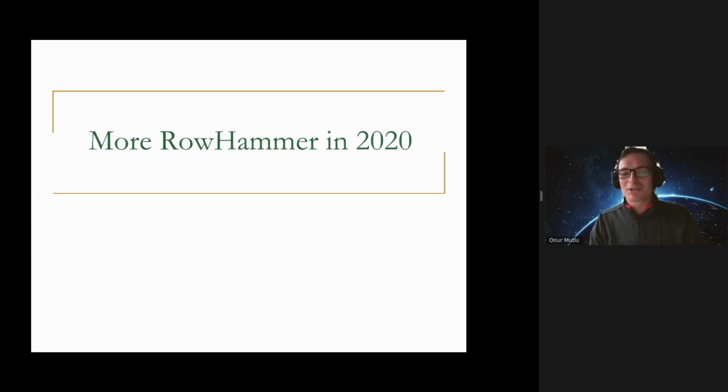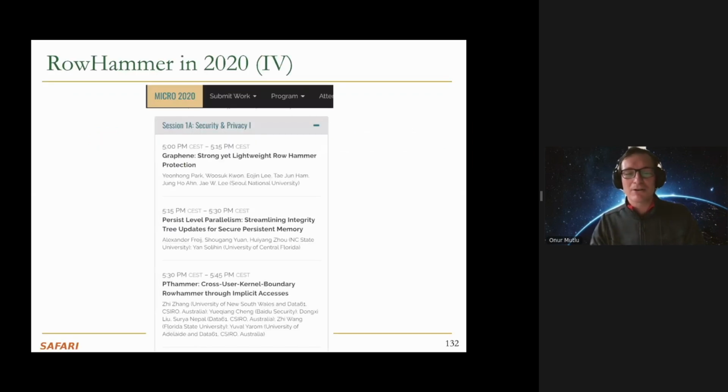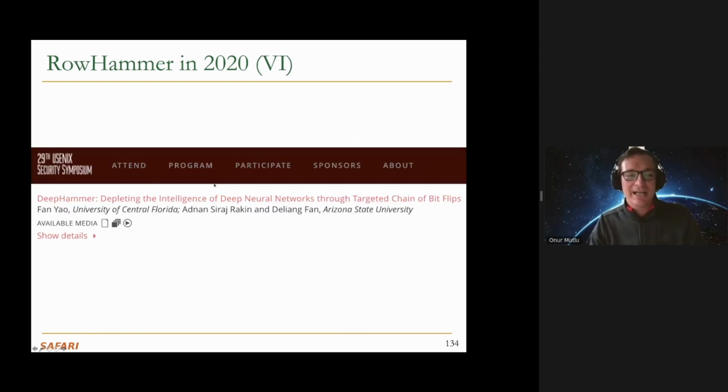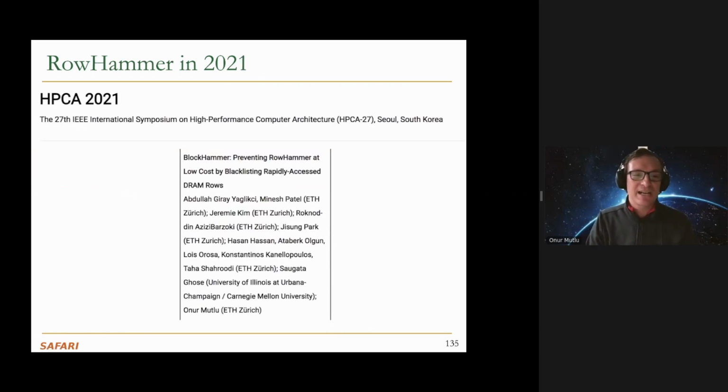So there's a lot more to talk about that I don't have time for, but Rowhammer is getting even more interesting, especially with these works going forward. MICRO had multiple Rowhammer papers in 2020. There was a session in IEEE Security and Privacy dedicated to Rowhammer, as you can see over here. And as I mentioned, this paper shows that neural networks are vulnerable to Rowhammer also. I think this is going to be an interesting direction going forward.